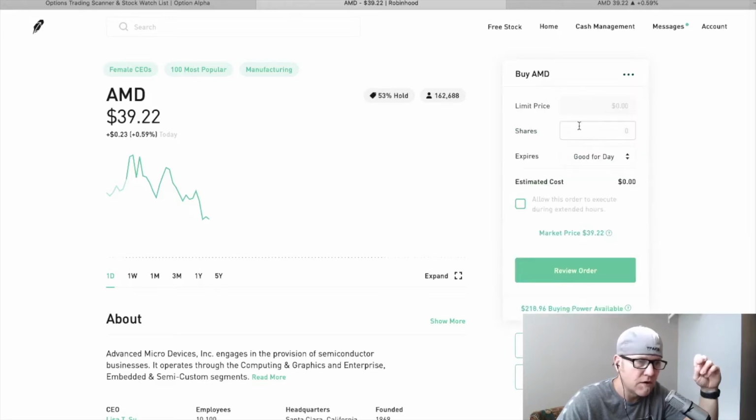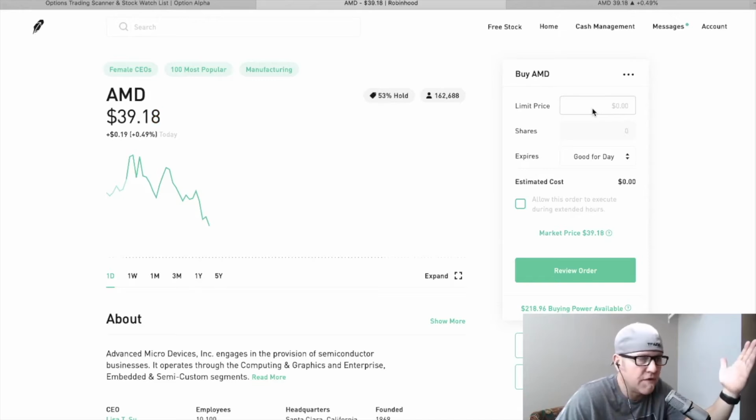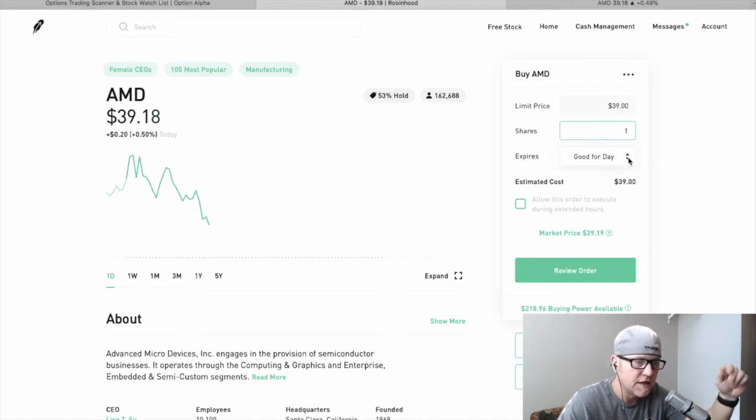A limit order, you tell them how much you want to pay. So it's like putting a bid in on eBay. Say you only want to pay $39. You put in $39 right here and one share, and then you tell it, is it good for just today? Is it good until you cancel it? Whatever you want to do. And then they'll tell you it's going to cost you $39 right here. But that's not what we want to do.